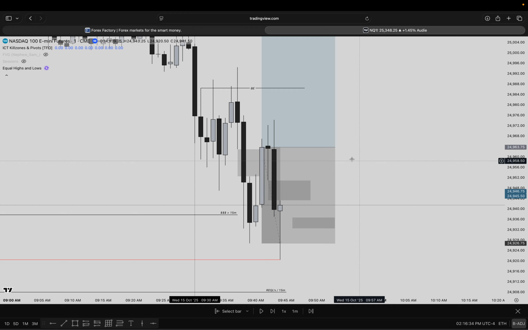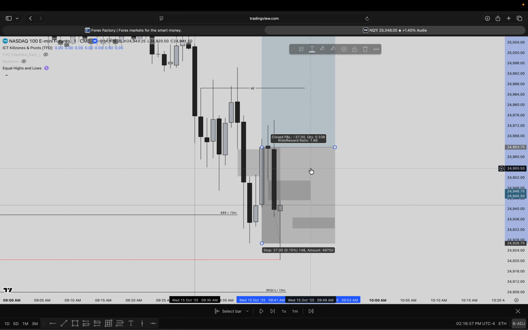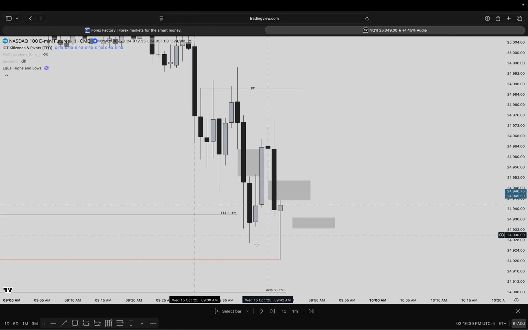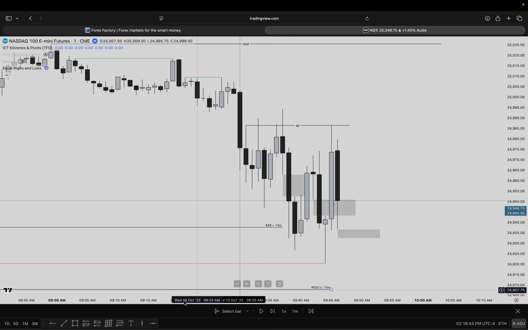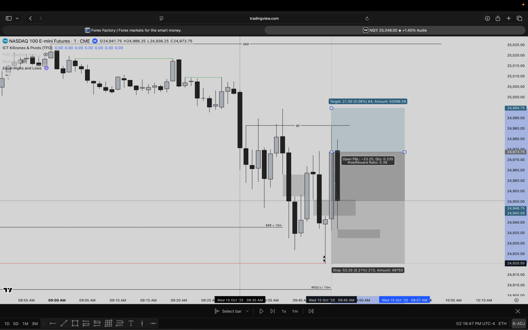Unfortunately, it did not happen. We got stopped immediately within like 3 minutes. But right after that, we do form another fair value gap, and this entry was perfect. Okay, this is just beautiful. All right.